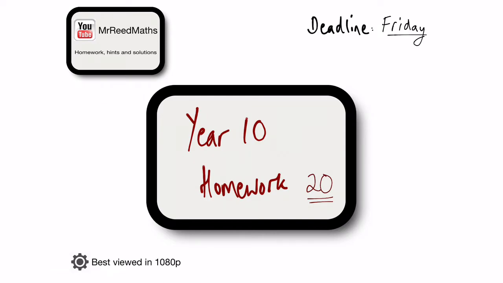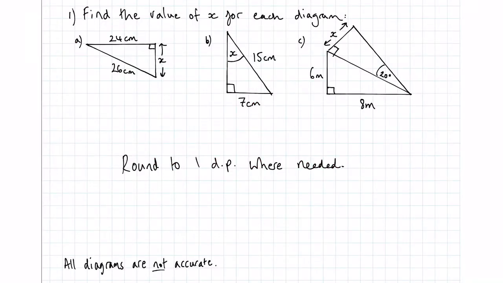If we get on to question 1, you can see we've got 3 different questions here where you've got to find the value of x. On this first one here, you've got all sides, so you need to use a mathematical technique there. This next one, you've got an angle involved here, so a different mathematical technique is required than in question 1.